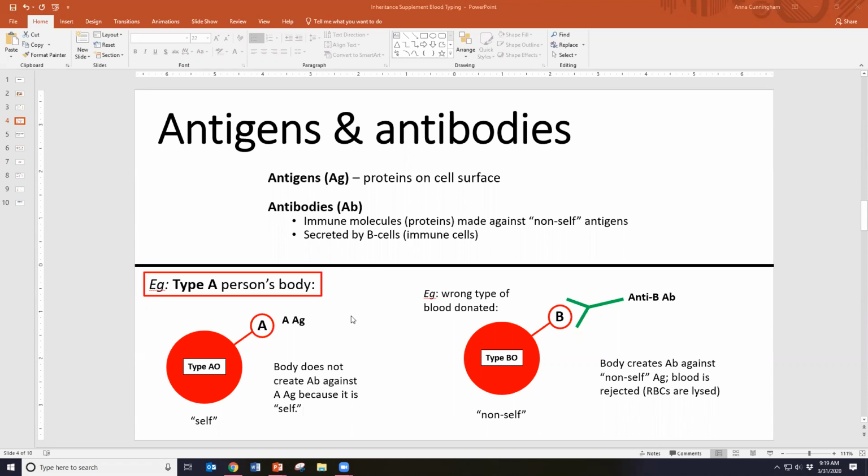Like we know, if a person has type A blood, let's say their genotype is AO, they have the type A antigen expressed on their cell surface. So that means that in their body, type A antigen belongs. That is correct, right? The body recognizes that as good. And basically, the way the body recognizes something that is good is by ignoring it completely.